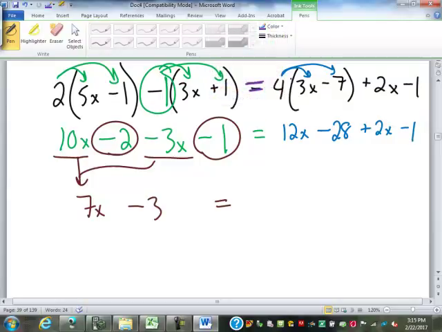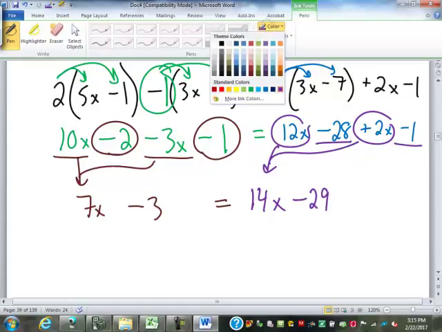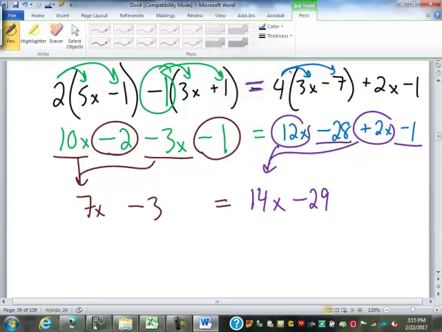So what's next? 12x plus 2x makes 14x. And negative 28, negative 1 do make negative 29. Now what? Subtract 7x. Yep, you have it right. We have an x on each side, so get rid of the smaller one. Subtract 7x. So over here we have negative 3. 14x minus 7x is 7x minus 29.